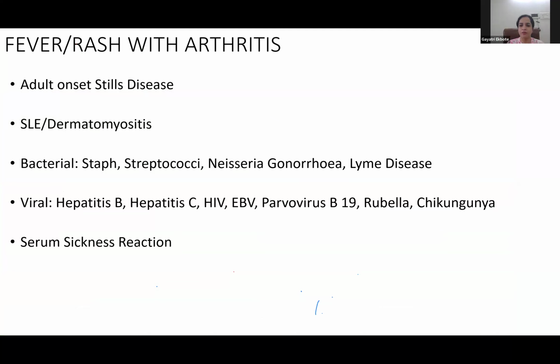Then you have to ask about the history of rash. Rash is very common in all the rheumatological conditions. So adult onset Still's disease is typically characterized by arthritis, rash and fever. Then your SLE, dermatomyositis, they have a typical rash, which is a photosensitive skin rash. I'll be coming to that later. Then bacteria can also lead to fever, rash with arthritis, and multiple viruses.